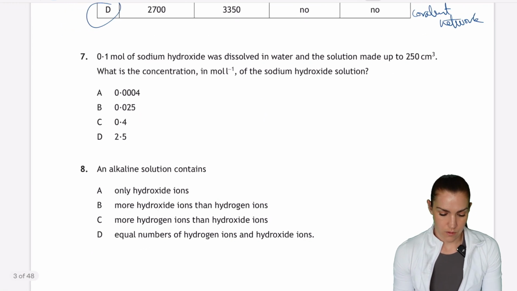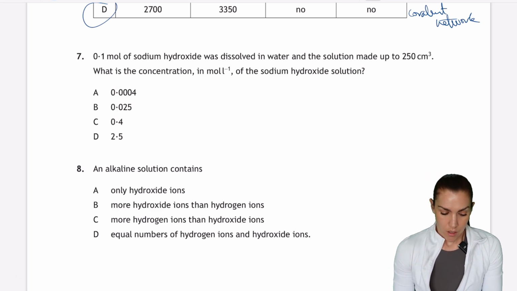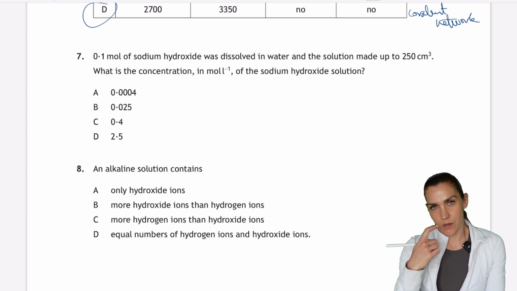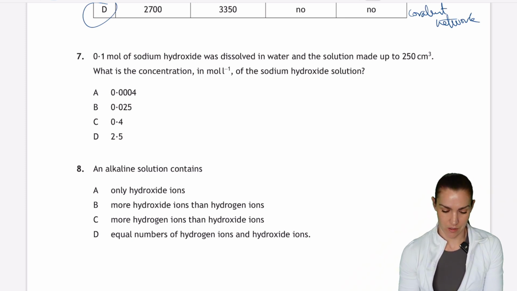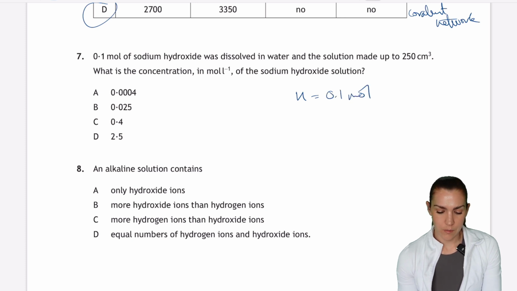So question 7, we've got some numbers, so that gives us a clue that we're probably going to need a calculator. We've got 1 mole of sodium hydroxide dissolved in water, and the solution was made up to 250 centimetres cubed, and you're asked what the concentration was. Calculations can be quite hard to know where to start, so what I often do is write the numbers out of the question next to the letters that those variables are associated with. For example, 0.1 mole is a number of moles, so I would write n equals 0.1. Then we've got a volume, so that'd be V equals 250 centimetres cubed. And then we're looking for a concentration.